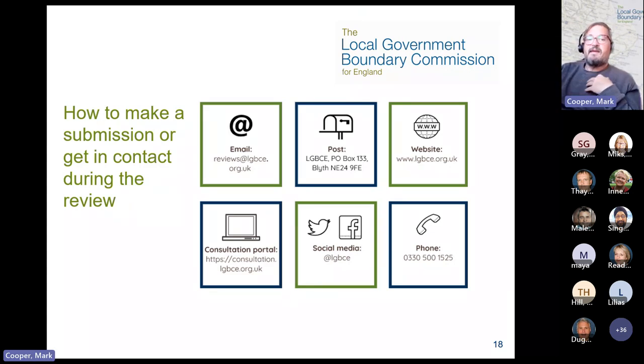There are a lot of ways to make a submission to the Commission over the course of our consultation period.